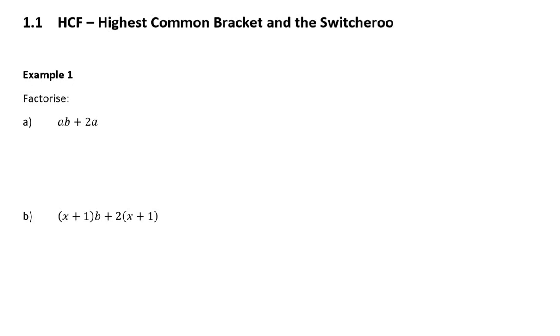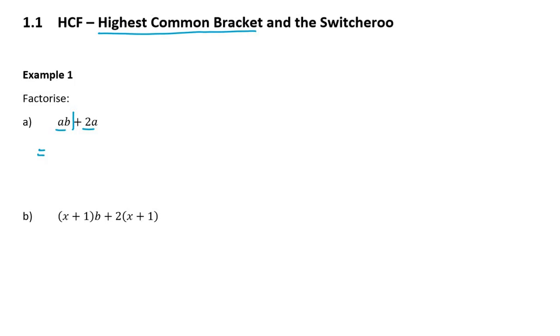Okay, so what were those last two questions in the classwork meant to be trying to aim at? They're meant to be trying to get at this thing called the highest common bracket. So we're going to do two examples here. The first one teaches us about this highest common bracket. So the first question, example 1, says factorize, and there's two terms, and it's AB and 2A. Now this should be a really easy question.